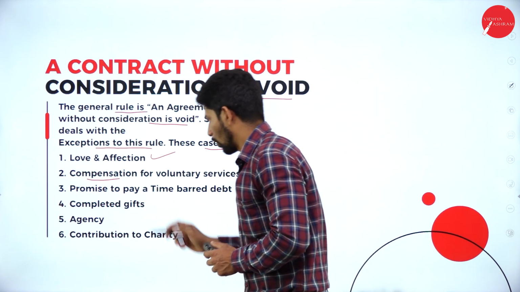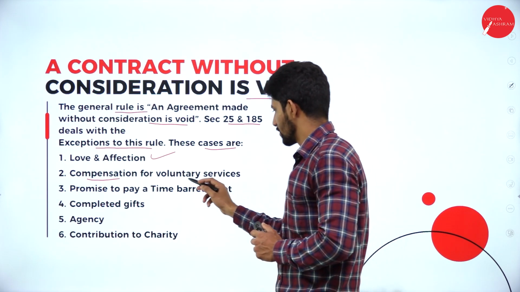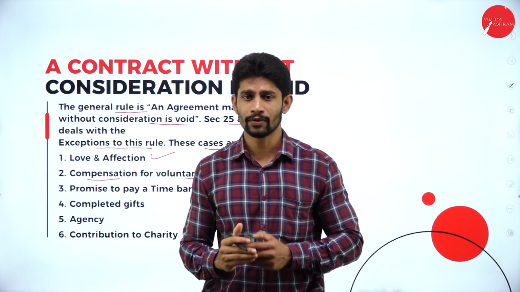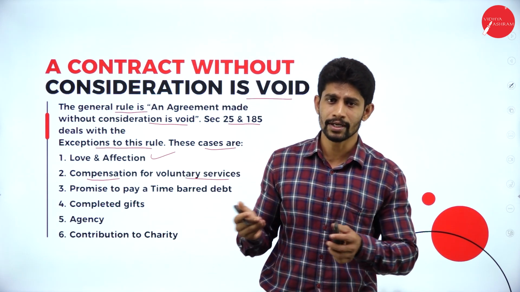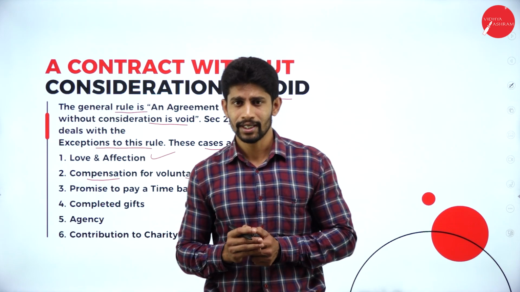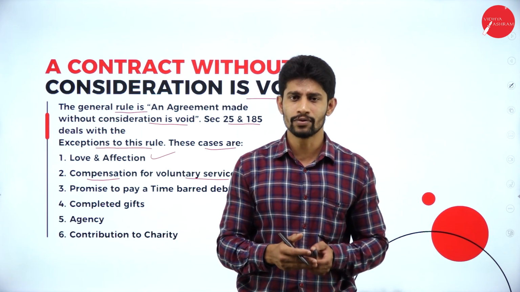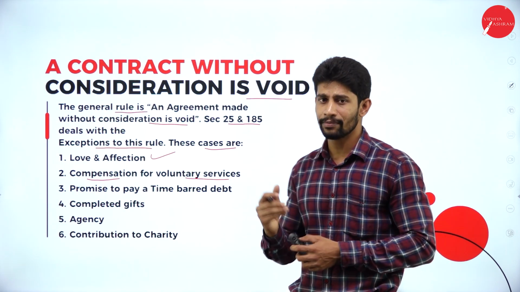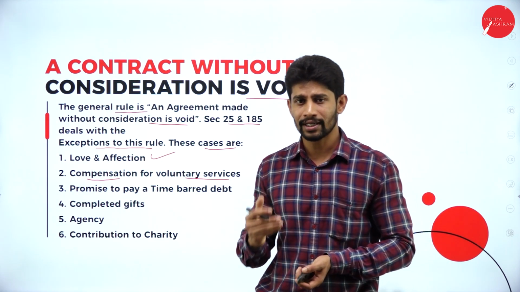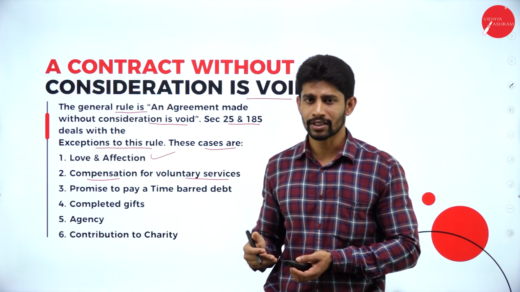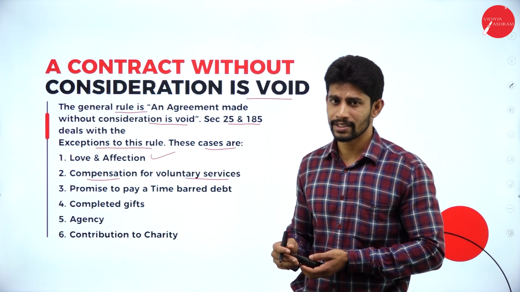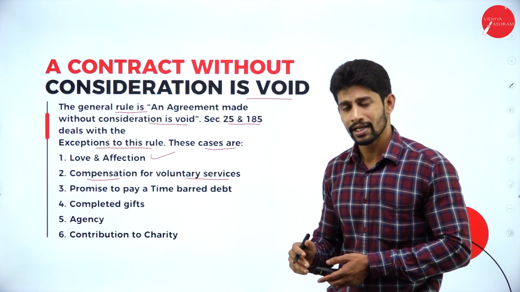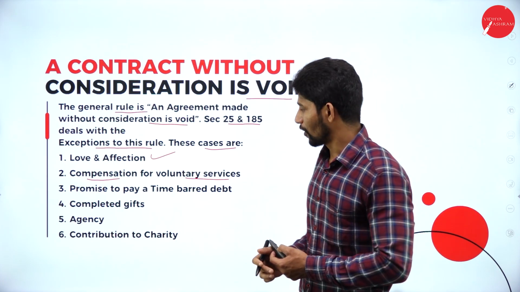The second thing, compensation for voluntary services. If any compensation is received for a voluntary service, for example, if the government is giving you a site or a house, they will not expect anything. Because of your voluntary service, they will be giving you the compensation. So at that time also, you need not receive it based on consideration. That will also be considered a valid contract.